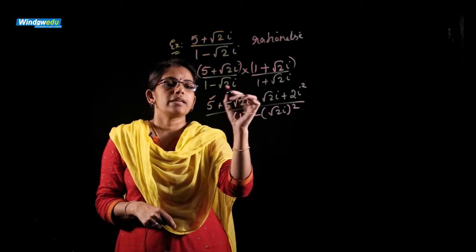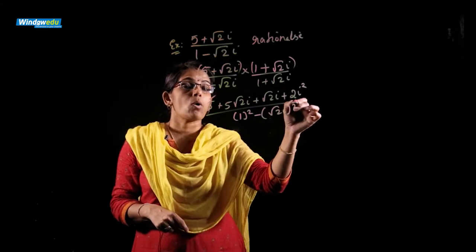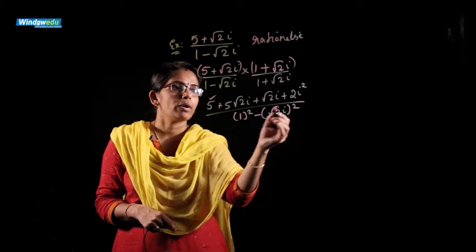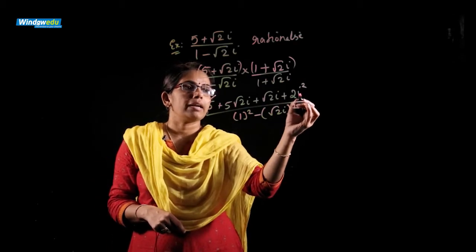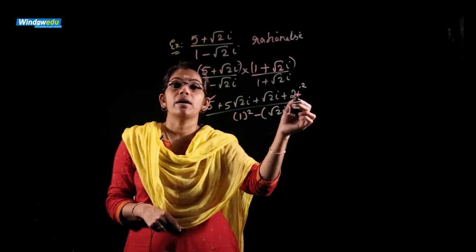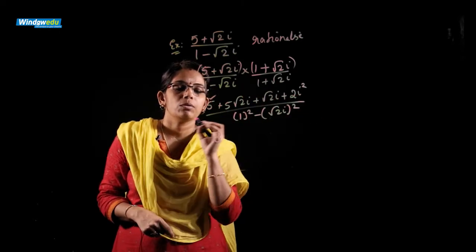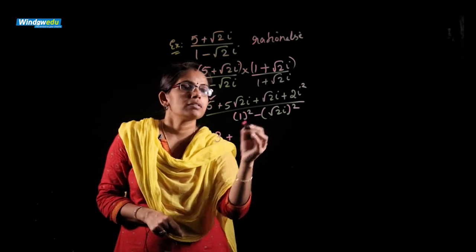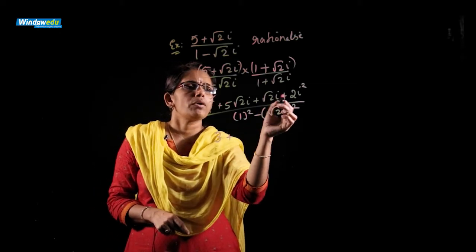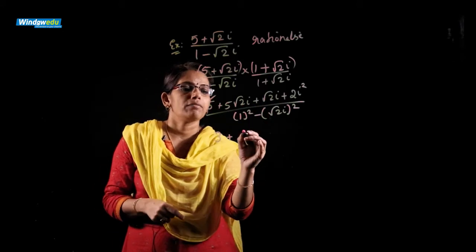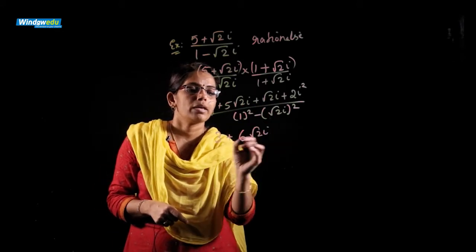Now, this is real part. This will also be real part because we know that i square is equal to negative 1. So, substituting here negative 1, we will get 2 into negative 1, that is negative 2. So, 5 minus 2, this will give us 3. Plus, take i common. No need to take common because this is 5 root 2i, this is root 2i. When we add, we get 6 root 2i.